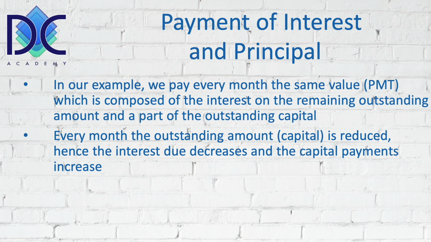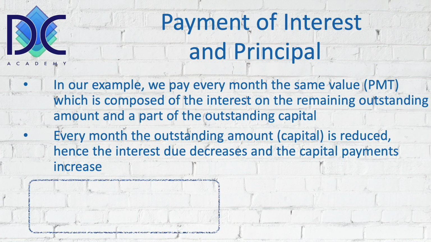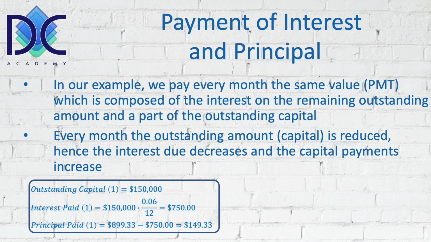The outstanding capital is 150,000. We have a total amount of $899.33. Now on the outstanding amount, the 150,000, that's where we are paying the interest on. That interest is $750. So basically, when we deduct the 750 from the 899, we see that we pay $149.33 of the capital.